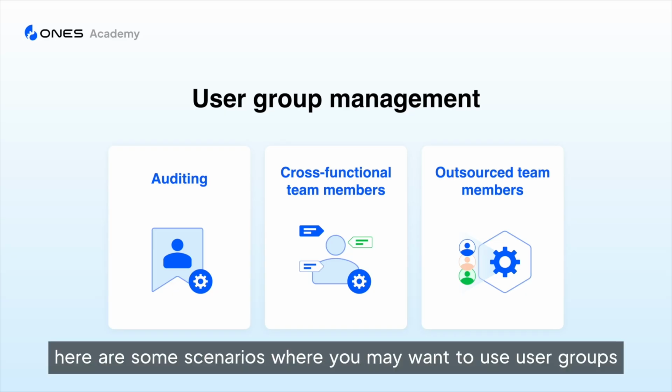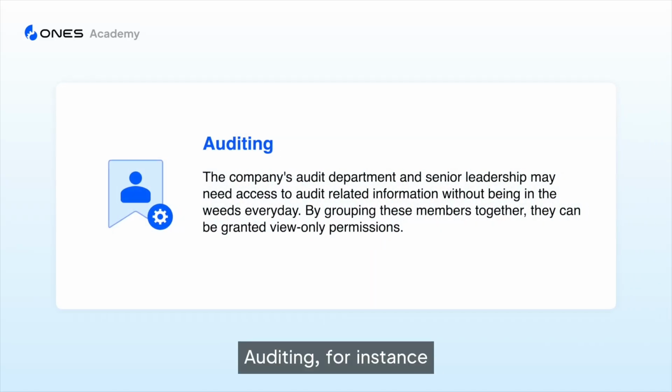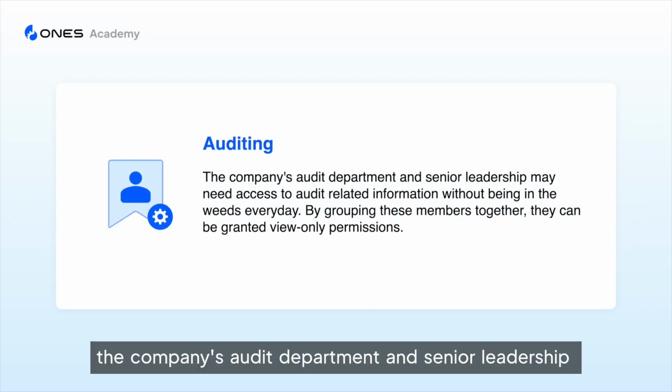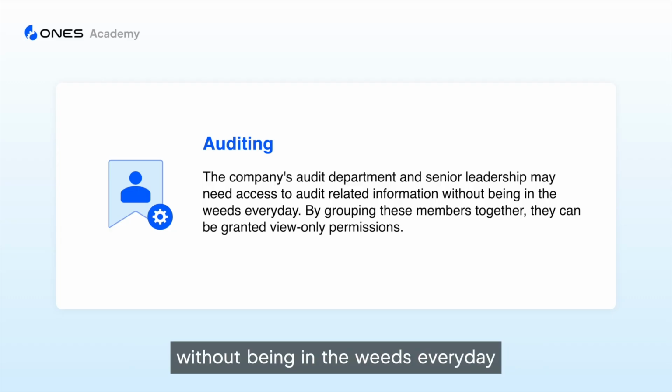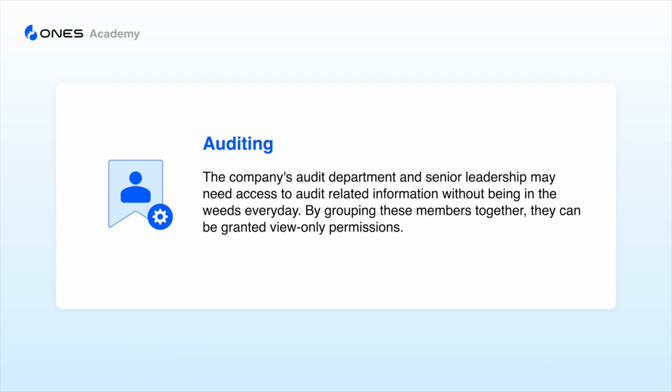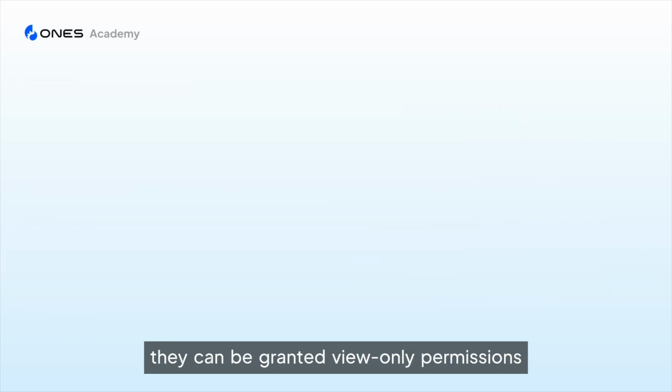For example, here are some scenarios where you may want to use user groups to manage your teams. Auditing, for instance, the company's audit department and senior leadership may need access to audit-related information without being in the weeds every day. By grouping these members together, they can be granted view-only permissions.